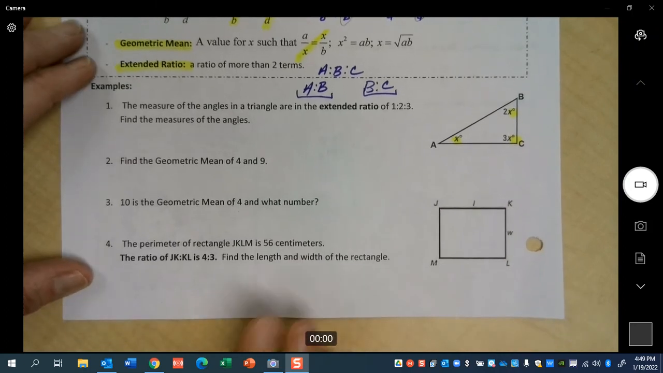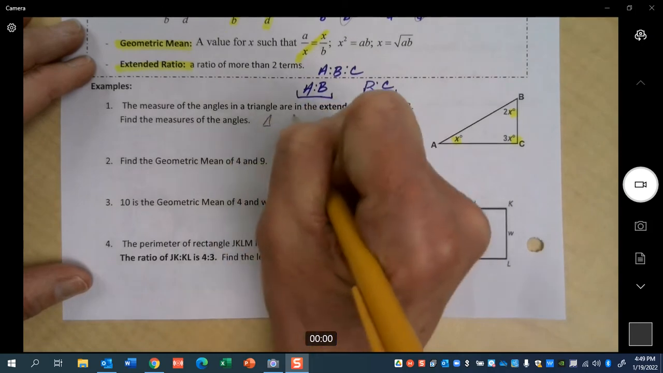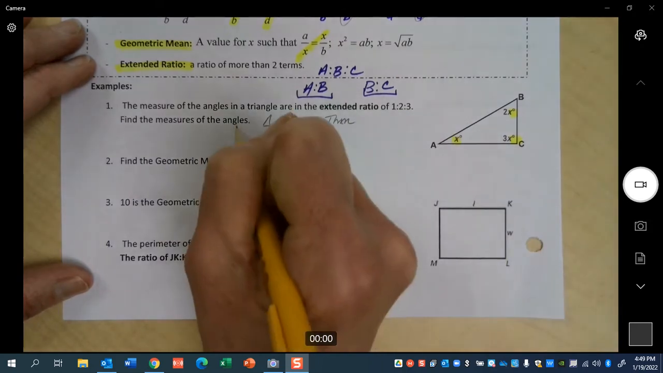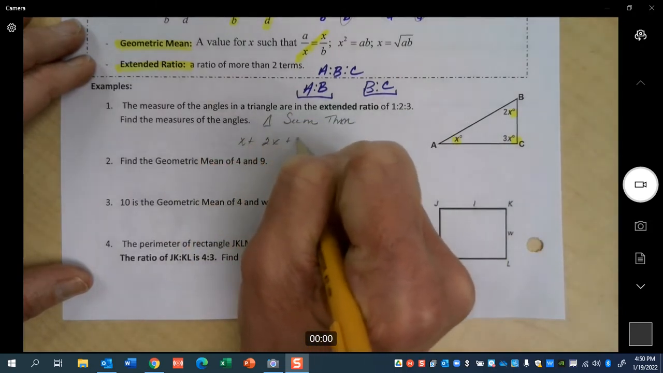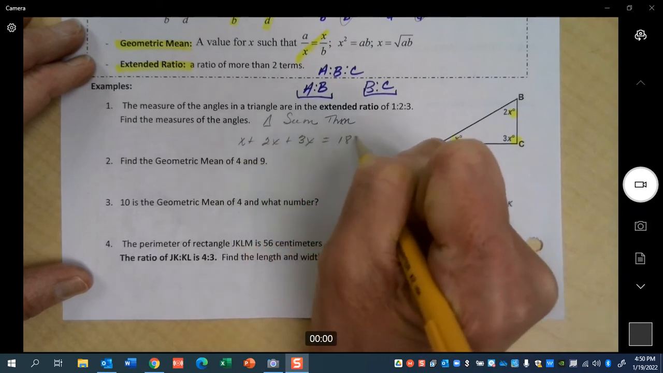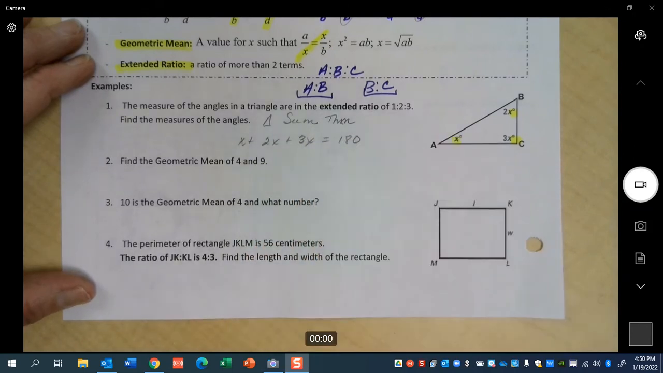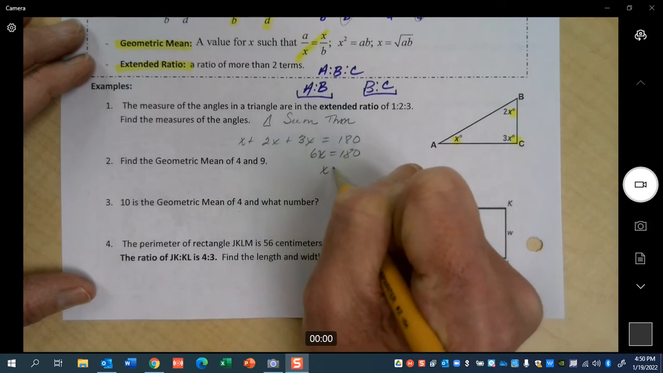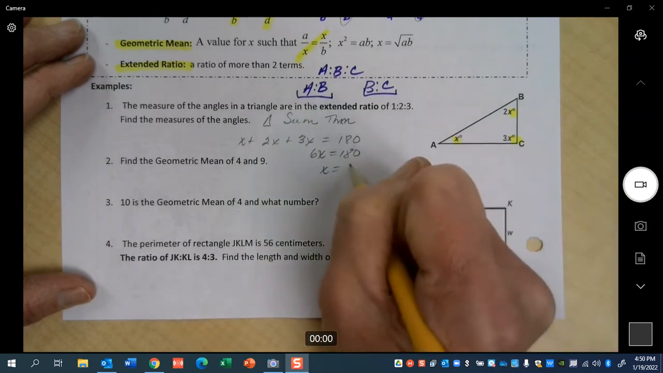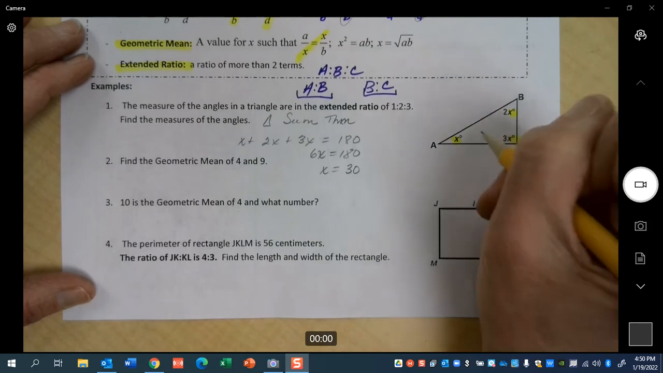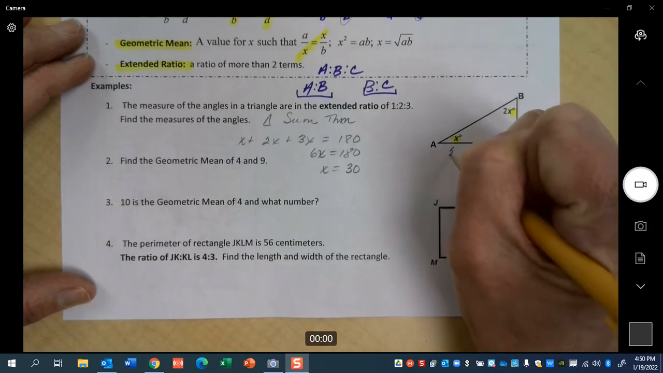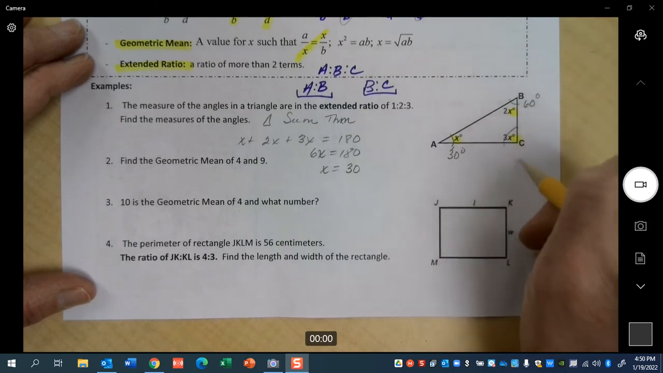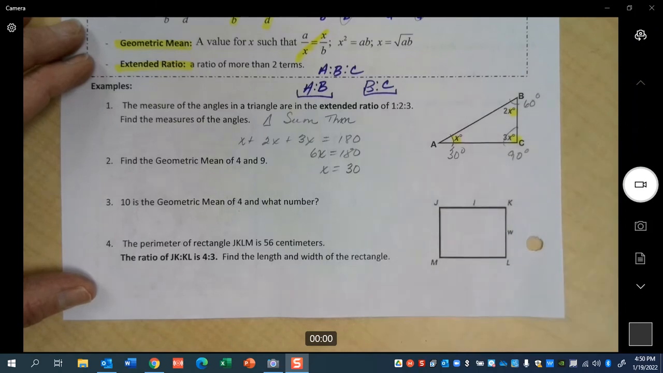So when I want to find the measures of the angles, my triangle sum theorem ends up helping us out because I know x plus 2x plus 3x has to equal what? 180. So that means that 6x is equal to 180. x is equal to 180 divided by 6, which is 30. When I go to find the measures of the angles, I have a 30-degree angle here. And here I have a 60-degree angle. And here I have a 90-degree angle.